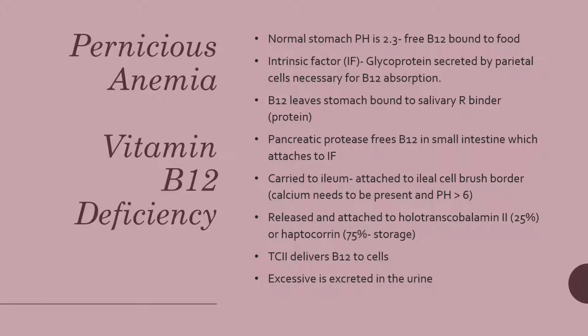So remember, the intrinsic factor is made in the stomach, but it doesn't actually activate and do its job until later on in the small intestine. So the intrinsic factor B12 combination is carried to the ileum, and it's attached to the brush border of the epithelial cells there. At this point, calcium needs to be present, and a pH of greater than 6 is required for the intrinsic factor B12 complex to break. If the B12 is released, it then attaches itself to another carrier, a holotranscobalamin 2 and haptocorrin, and these compounds will then wind up delivering B12 to cells. B12 is one of the water-soluble vitamins, and excess is quite easily excreted in the urine.